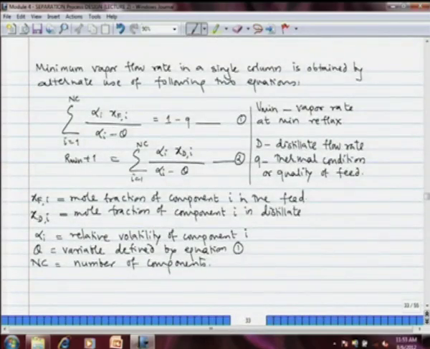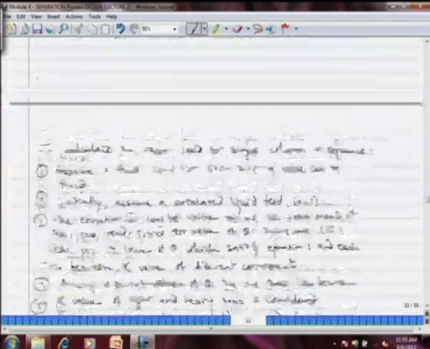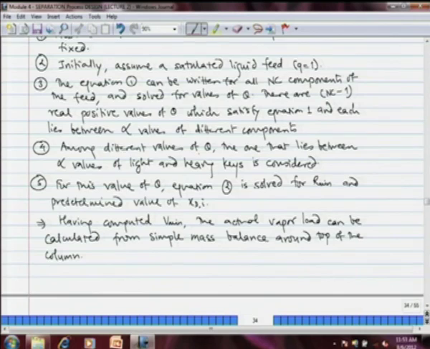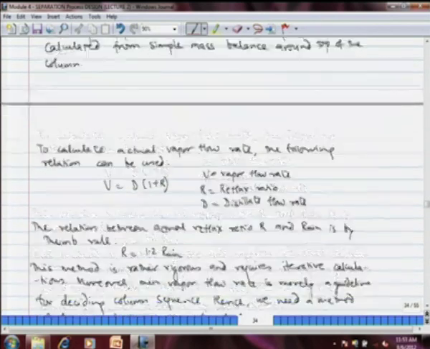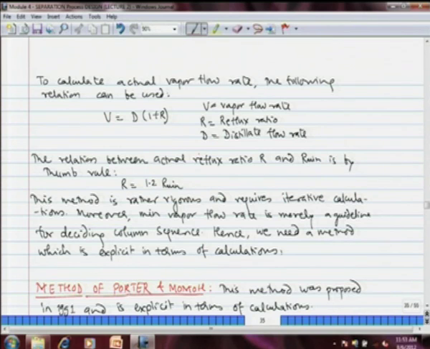The second equation, R minimum is equal to summation i equal to 1 to NC. Now, this equation is an explicit equation. It is not implicit as the first one. You can directly solve it and get the value of R minimum, that is the minimum reflux ratio. There is a thumb rule that the actual reflux ratio should be 1.2 times the minimum reflux ratio. Okay. Reflux ratio is a parameter which determines the total cost of a distillation column. You are going to learn this particular aspect in the course of mass transfer, where you will be taught how the operating cost and the fixed cost varies with respect to R.